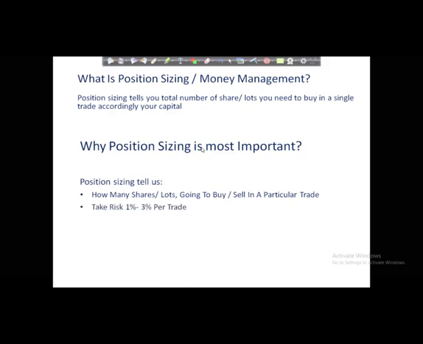Remember, take risk only 1-3% per trade. Don't put the entire money in a single trade. Only take risk 1-3%. And remember, fix your risk. Don't change it again and again. If you change your lot size and percentage of risk again and again, that means you are not maintaining position sizing, not a disciplined trader, and not following the trading system. Fix your risk percentage every time.